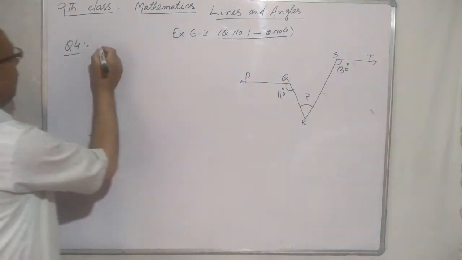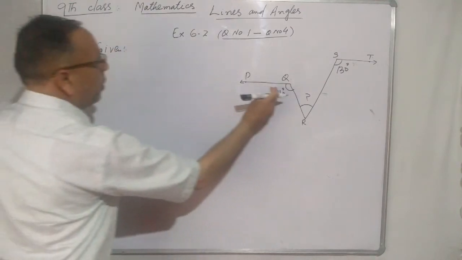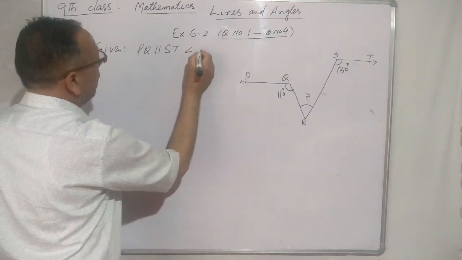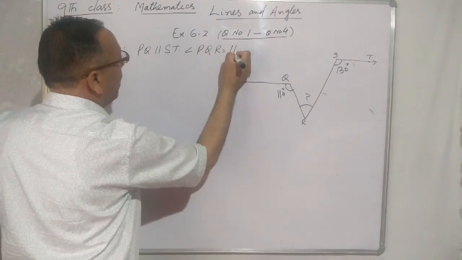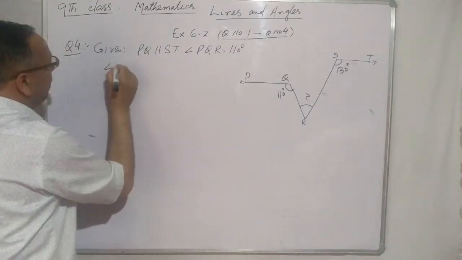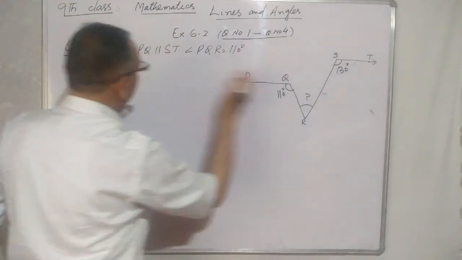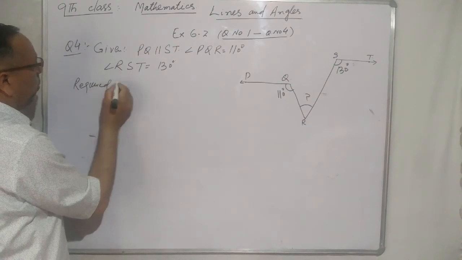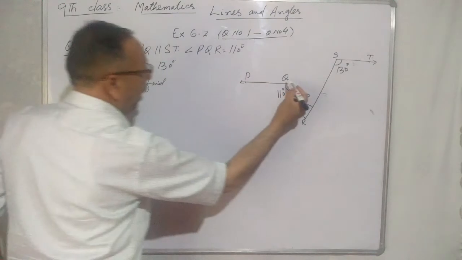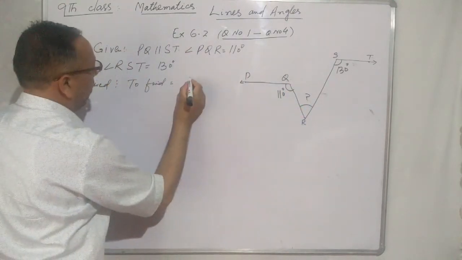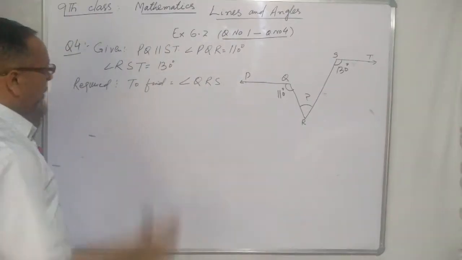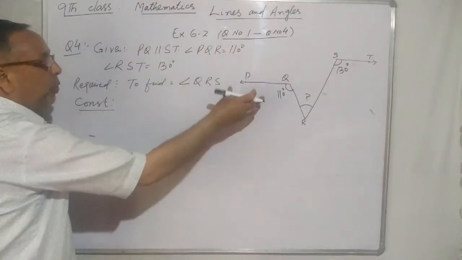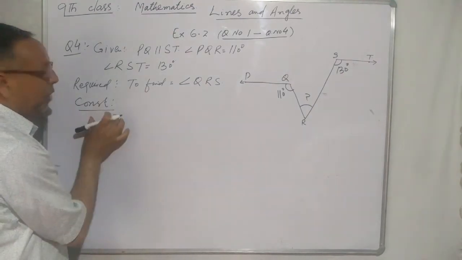Now, what is given? Given is PQ is parallel to ST, angle PQR is equal to 110 degrees and angle RST is equal to 130 degrees. To find angle QRS, this we have to find out. Here let us do the construction part. Construction means what we need to prove the question, but it is not given in the question. That part is known as construction.